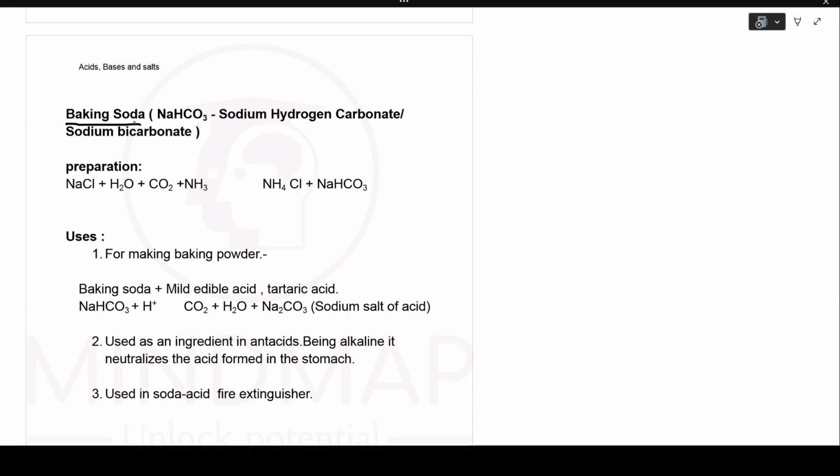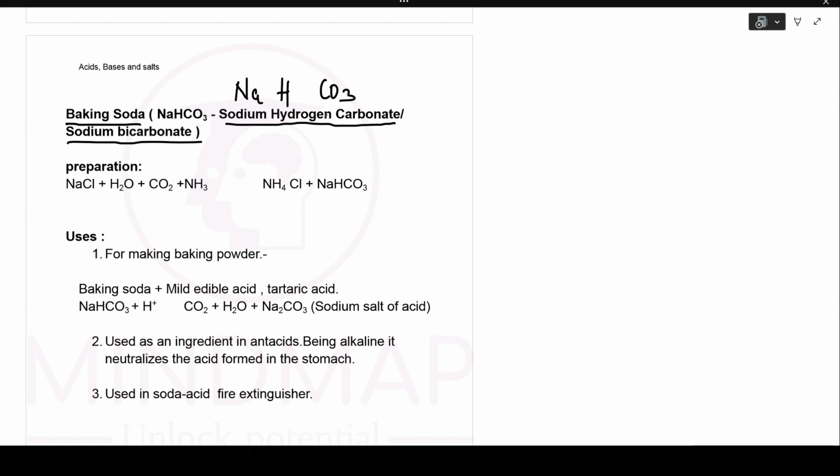This baking soda is used in the kitchen, right? For making crispy cookies, soft and spongy cakes and breads. And its chemical name is sodium hydrogen carbonate or sodium bicarbonate. Any way you can say. And its chemical formula is Na H CO3.